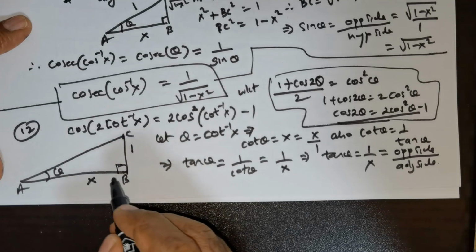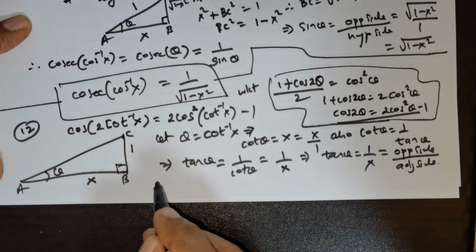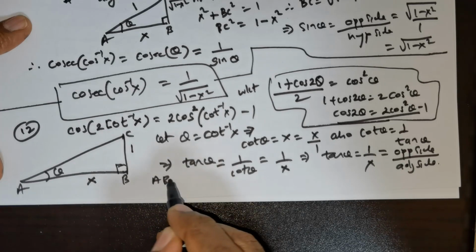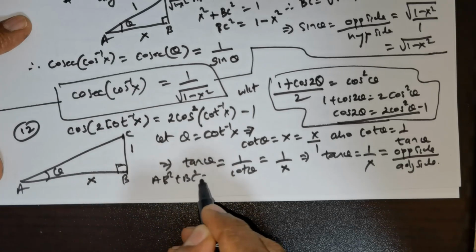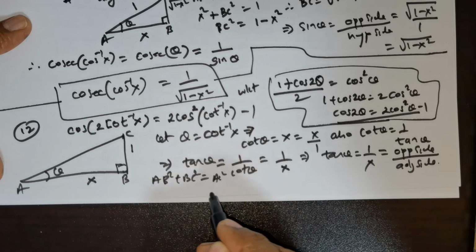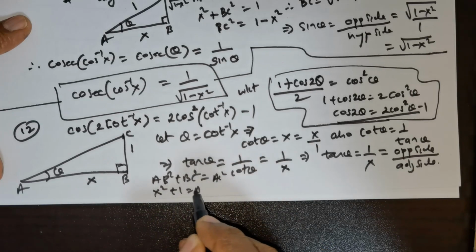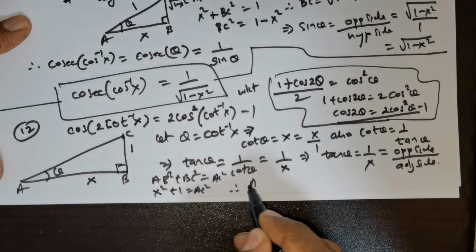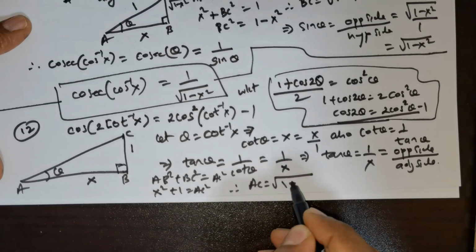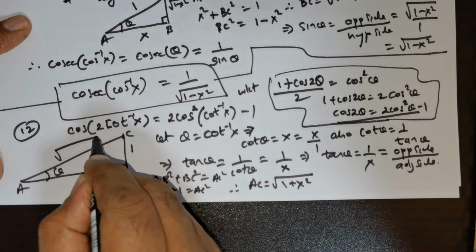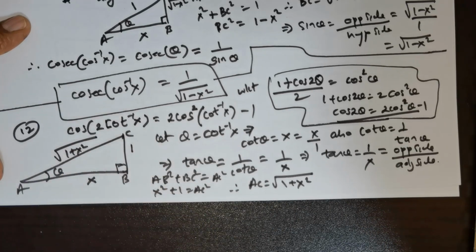Now that would in turn mean, by applying Pythagoras, AB squared plus BC squared is equal to AC squared. AB squared is x squared, BC squared is 1 squared, so that is AC squared. So therefore AC is equal to root of 1 plus x squared. So this is going to be root of 1 plus x squared, right?